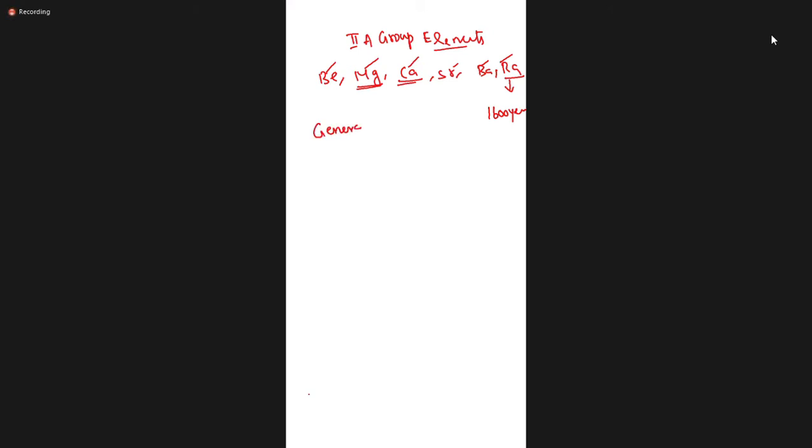General properties means first one, atomic radii. Ionization potential I completed. Third one, hydration enthalpy I completed. Can you tell me, anyone, what is the order of hydration enthalpy in second A group? Please revise fast. Hydration enthalpy order of second A group element. Please, can you answer?